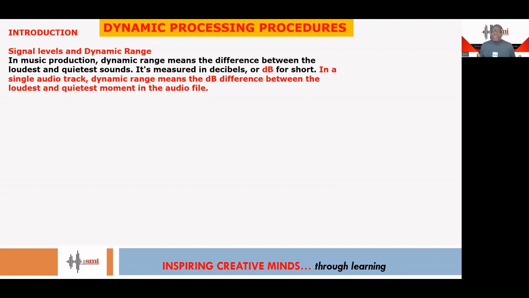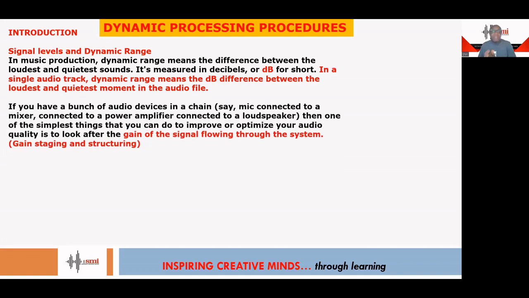So in a single audio track, dynamic range means the decibel difference between the loudest and quietest moment in an audio file. That is just the definition. So they say if you have a bunch of audio devices like microphone, mixing console, effect processors, power amplifier, and loudspeaker, understand? So you say that the mic is connected to the mixer, and the output of the mixer is connected to the power amplifier, and the output of the power amplifier is connected to the loudspeaker.